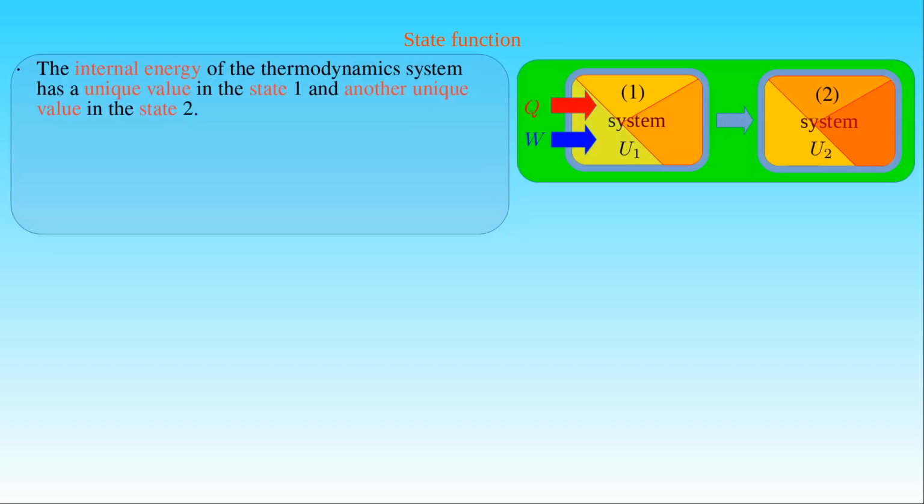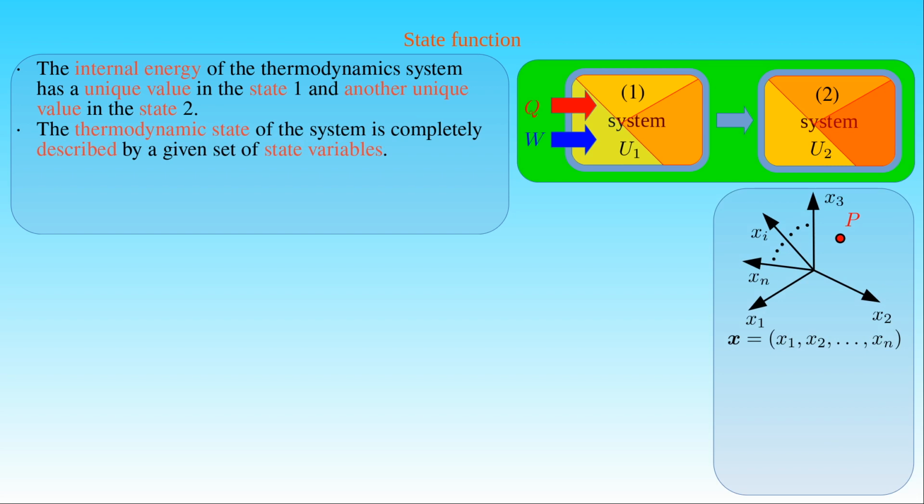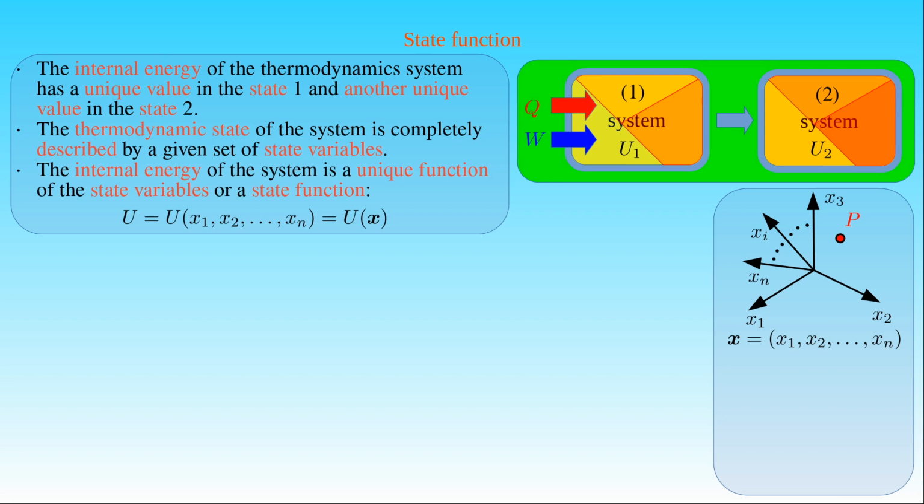Now we can introduce the concept of state function, which describes an important property of the internal energy of a thermodynamic system. We have seen that the internal energy of the system has a unique value in the initial state 1, and another unique value in the final state 2. We also know that the thermodynamic state of a system is completely described by a given set of state variables, let us say x1, x2, xn. That is, the point P in the state space with the coordinates given by the state vector x characterizes the state of the system in equilibrium. Therefore, the internal energy of the system is a unique function of the state variables or the state vector x, and we can call internal energy a state function.